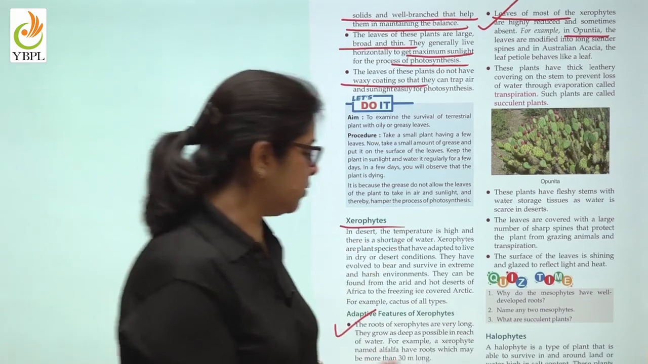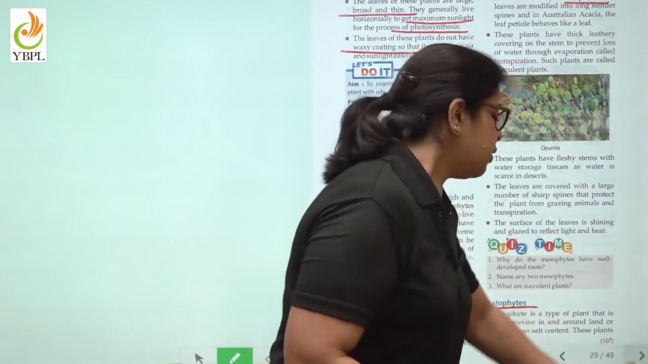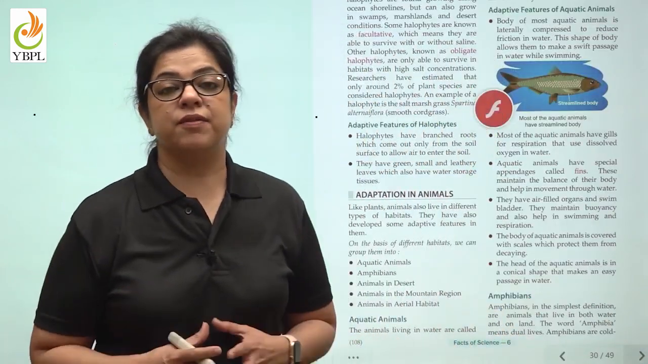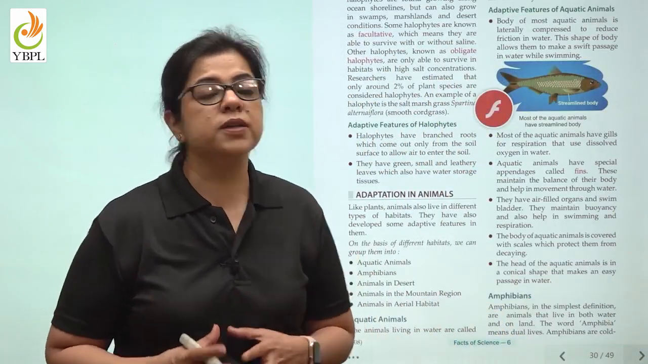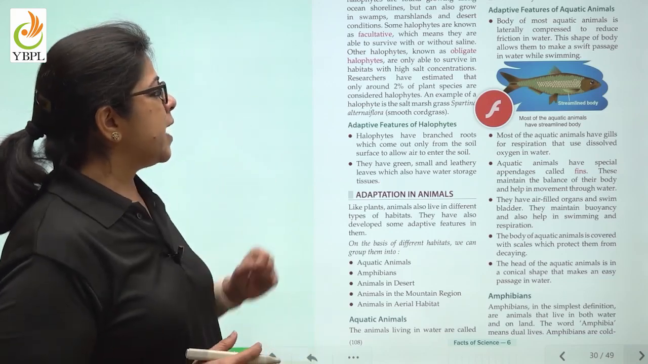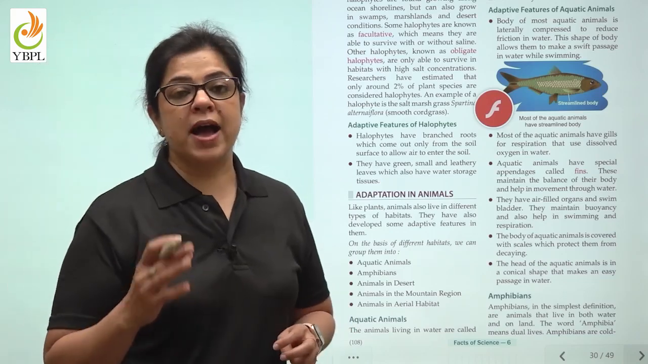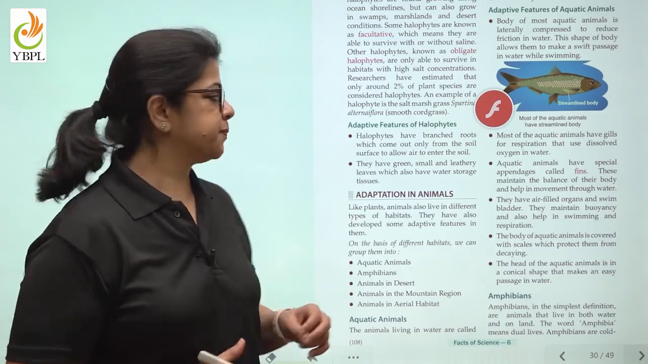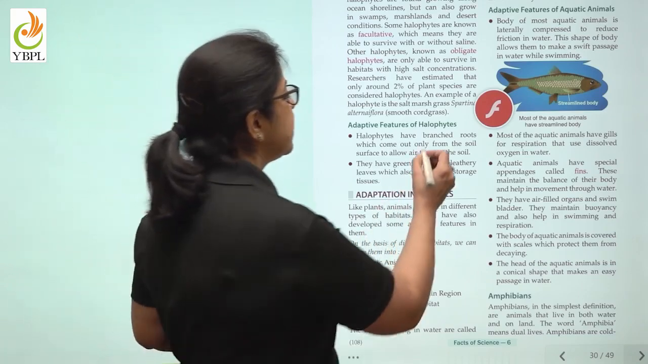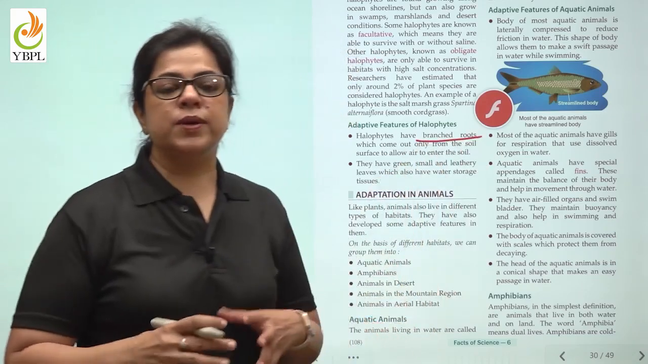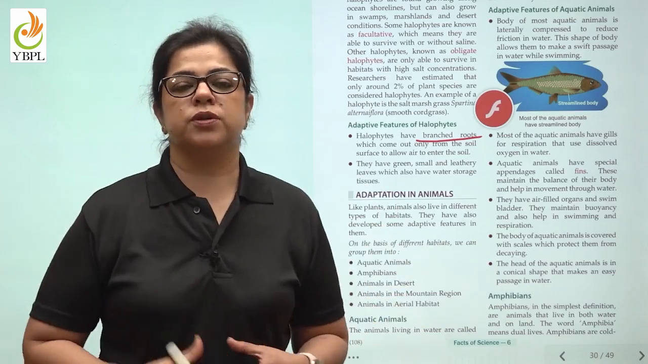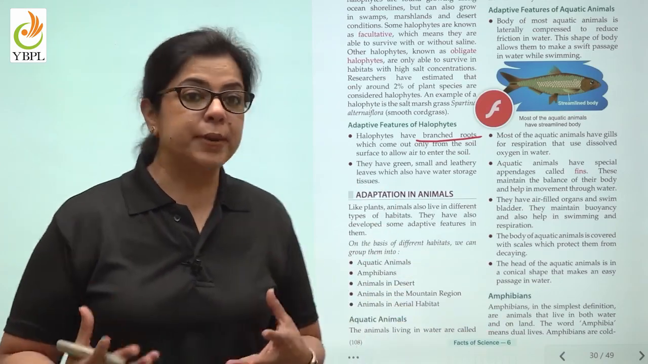Next, let us talk about halophyte. A halophyte is a plant that can survive in a lot of salt water. The best example of a halophyte would be the mangroves. Now, halophytes have got branched roots which come out of the surface of water from place to place to breathe.